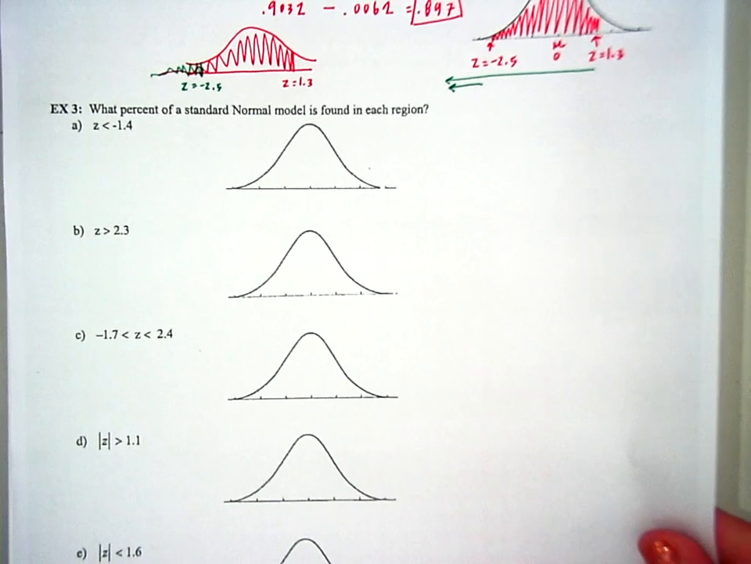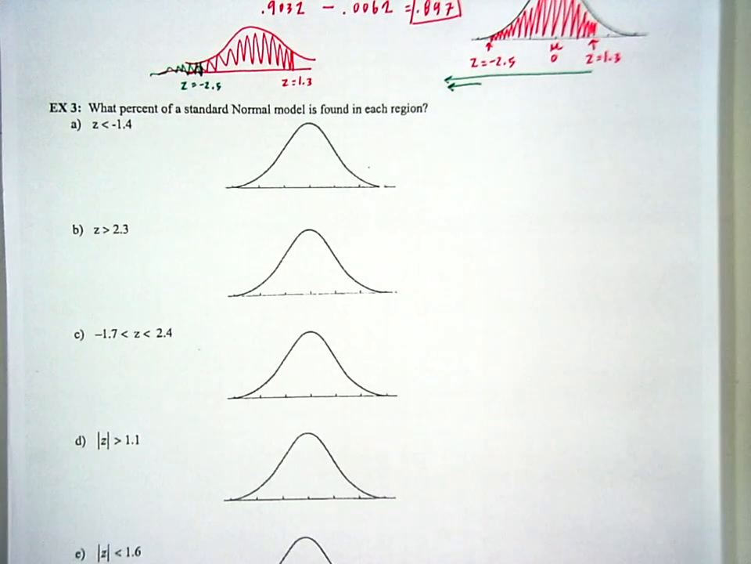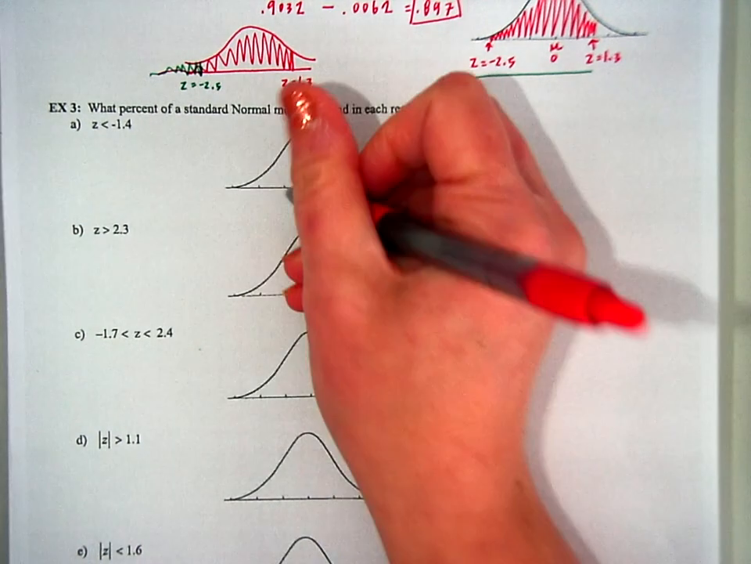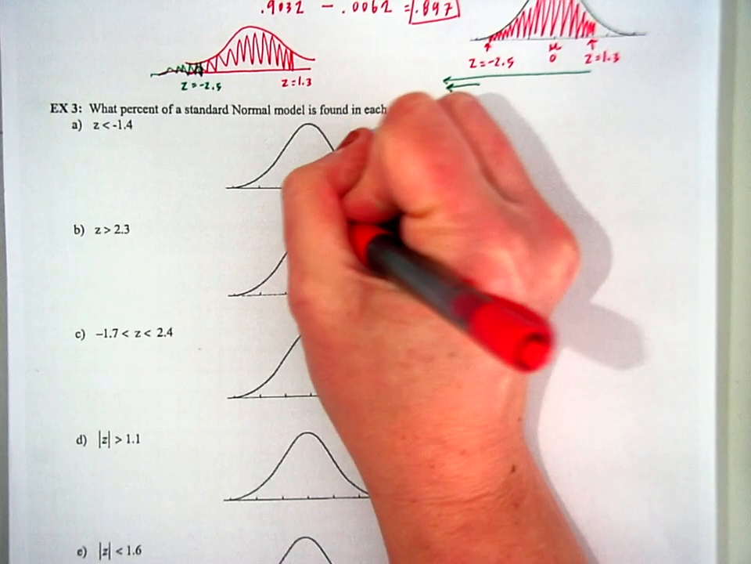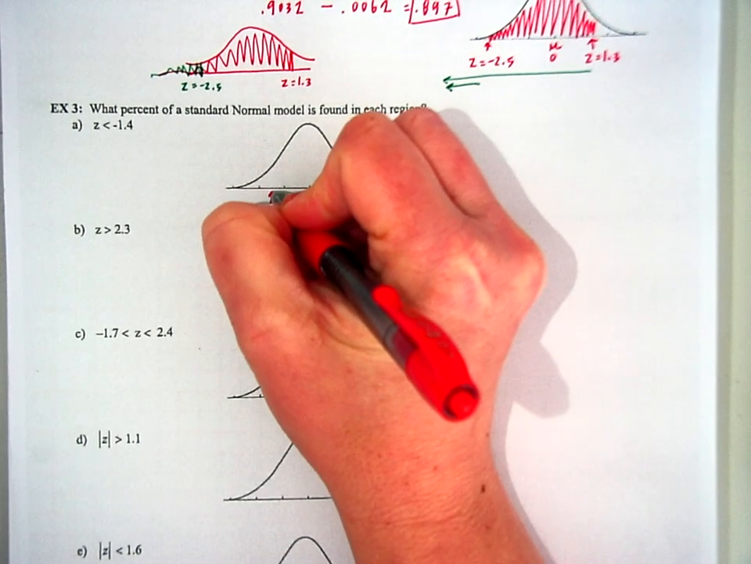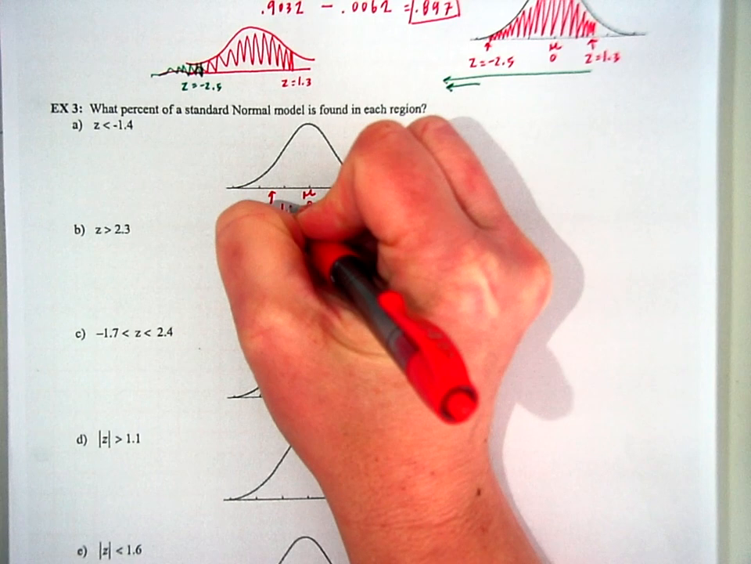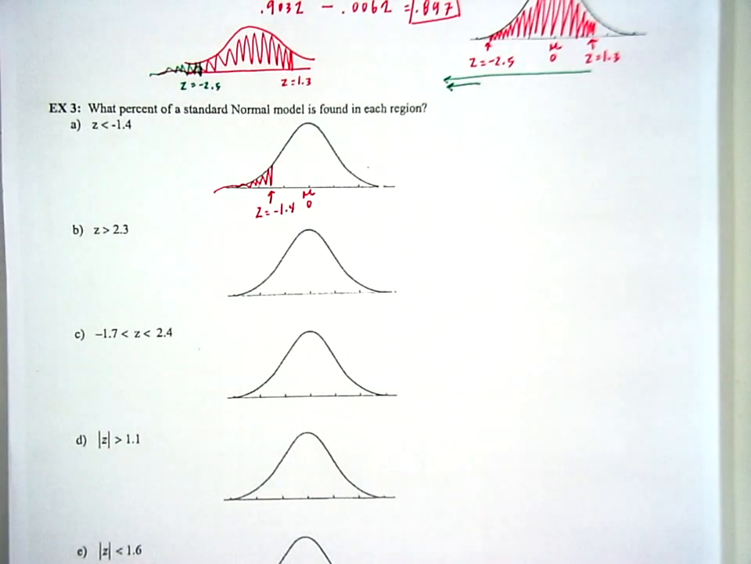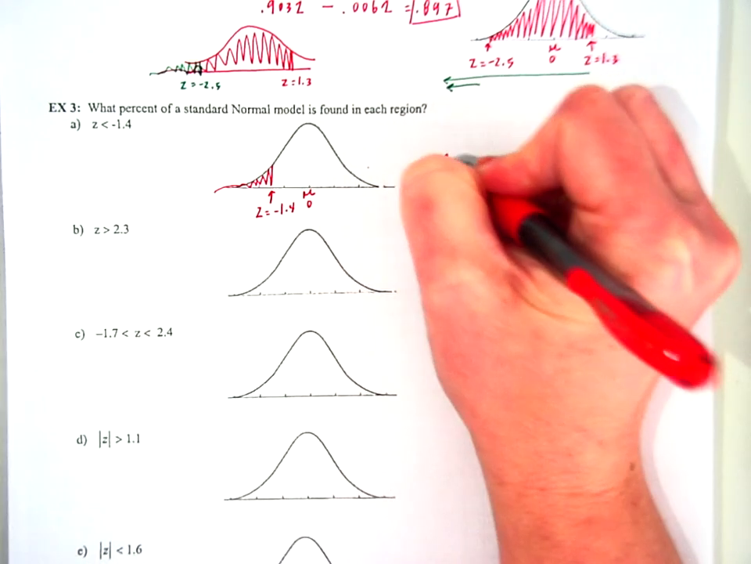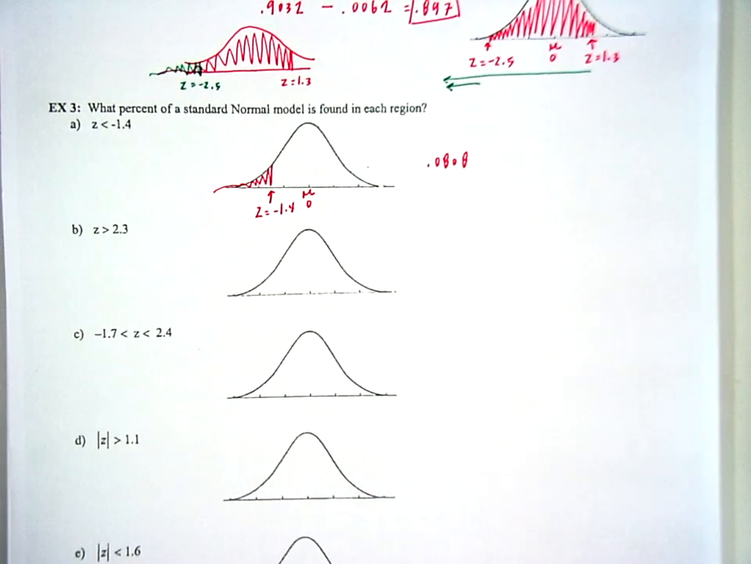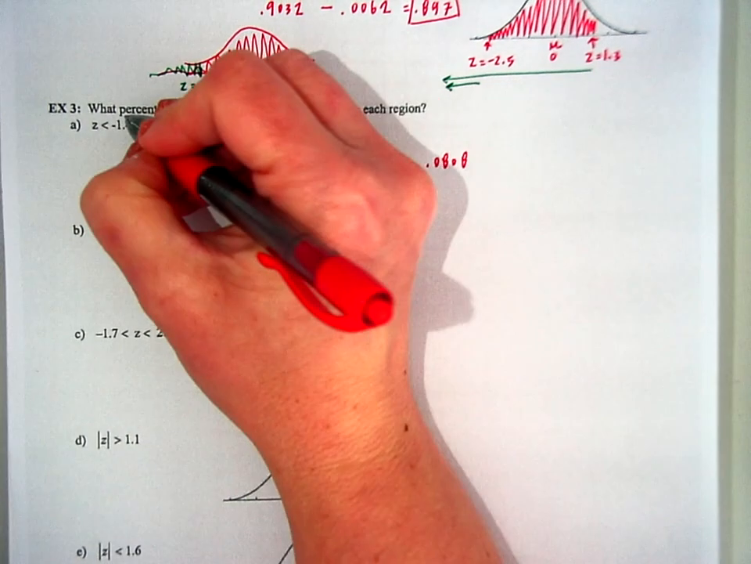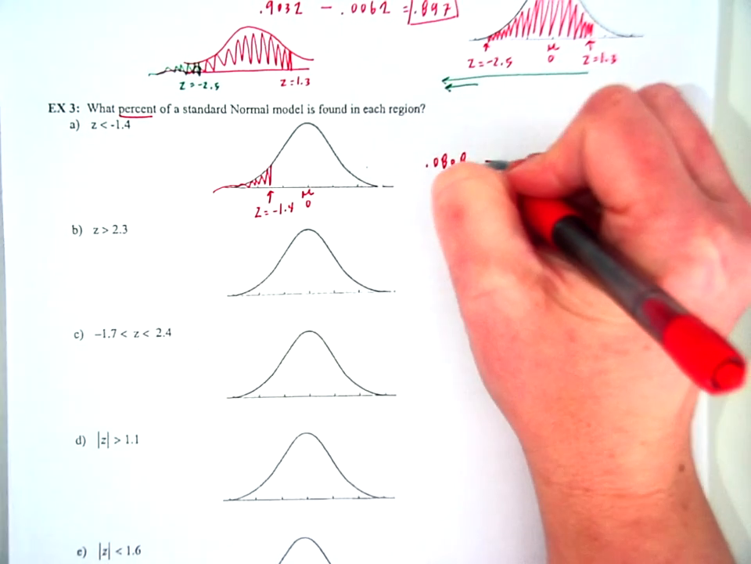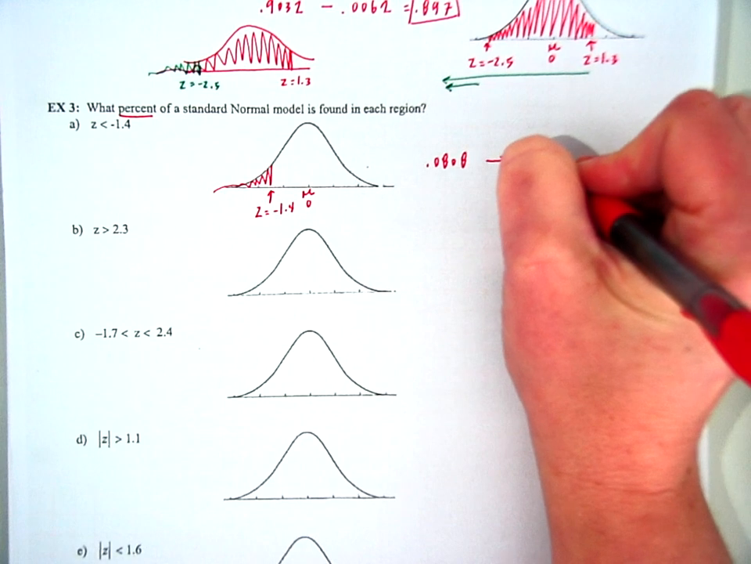All right, example 3. What percent of a standard normal model is found in each region? So here I'm saying a z-score is less than negative 1.4. So here is my mean, the z-score of 0. So I'm just going to put right about here is where z is negative 1.4. And I'm looking at the less than, I'm looking at the below. So when I go to my chart, I should see 0.0808 as the proportion below, the area below. But the question is saying, well, what percent falls in this region? So I just have to make it a percent. So 8.08%.